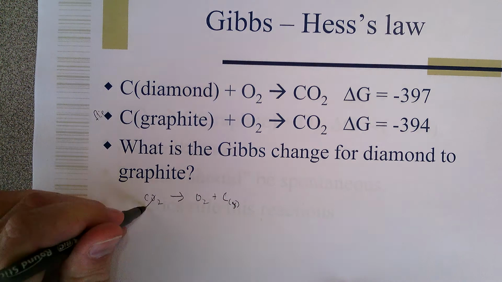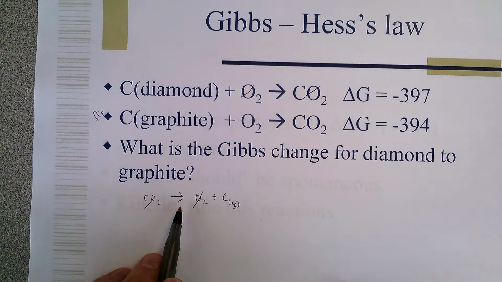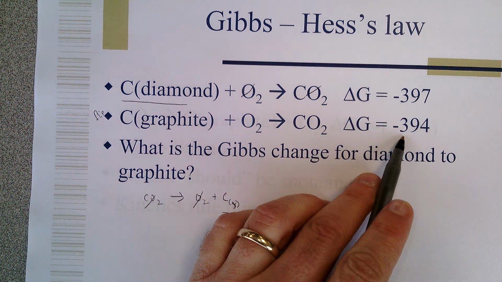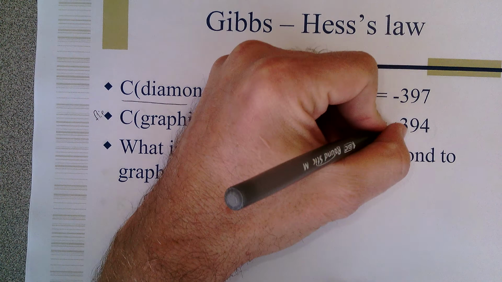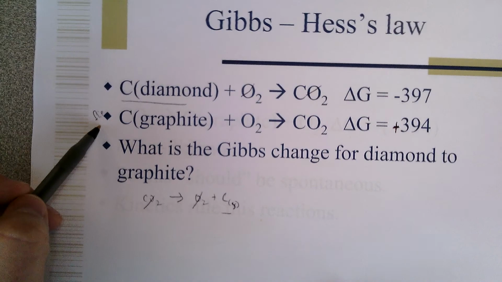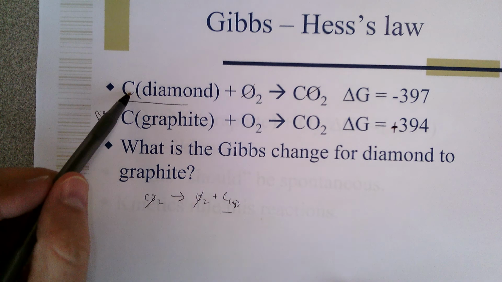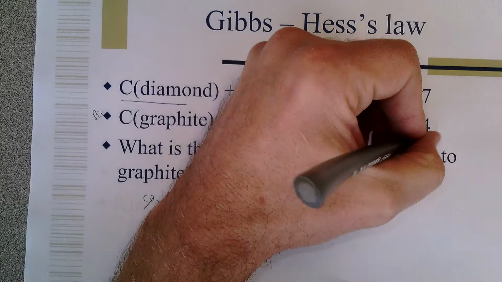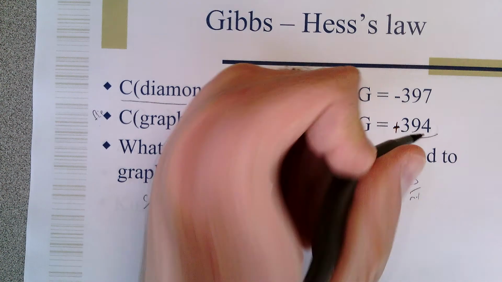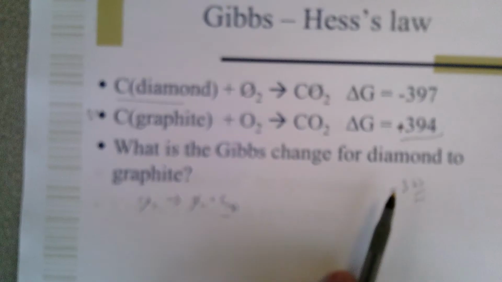When I do that, my CO2s cancel out. My O2s cancel out, because they're on opposite sides now. And so I have diamond going to graphite. My delta G, I need to flip. So that's going to become a positive now because we flipped the sign. So just like on delta H when we did Hess's law, I can add these reactions up. Going from diamond to graphite, if I add those up, is going to be a negative 3 kilojoules per mole. So that will release energy, which means it is spontaneous. So it is spontaneous for diamonds to go to graphite.